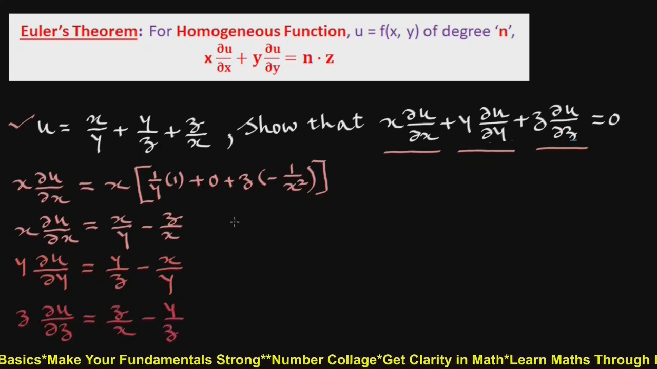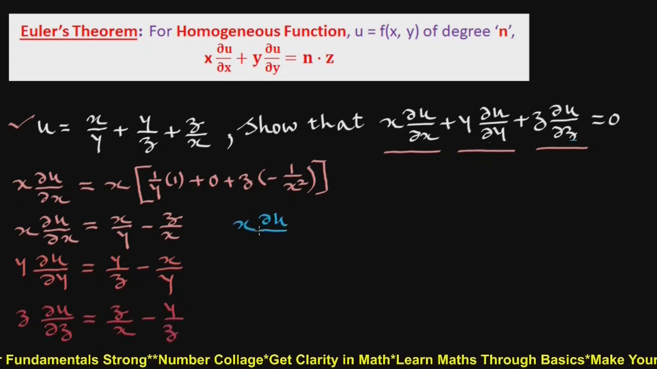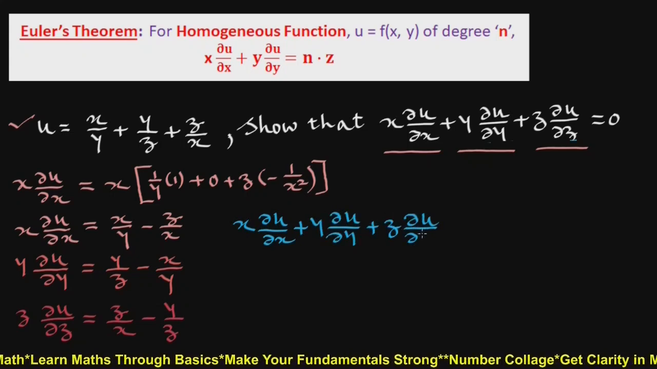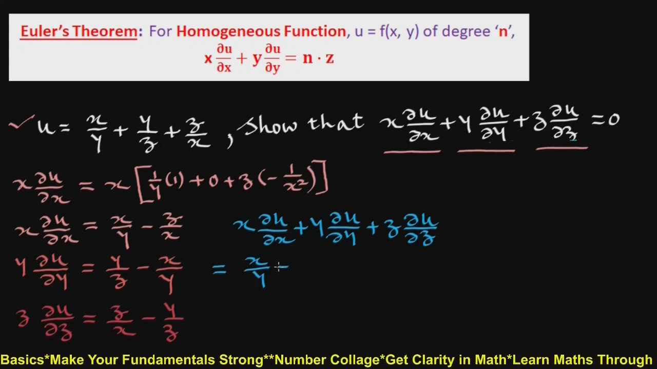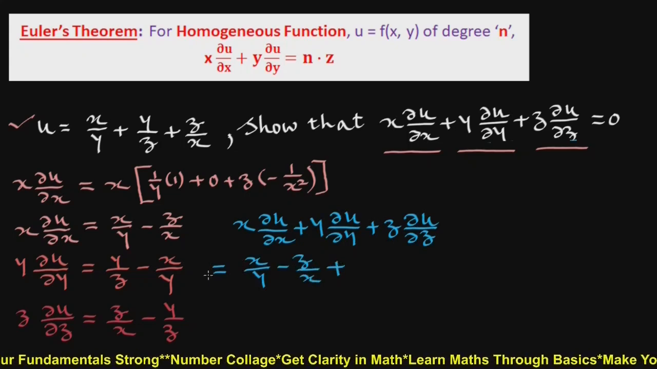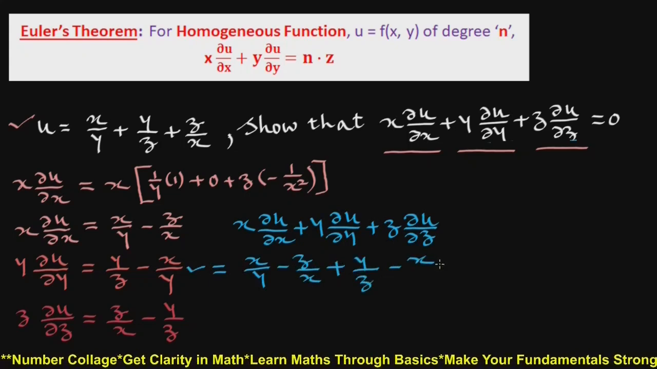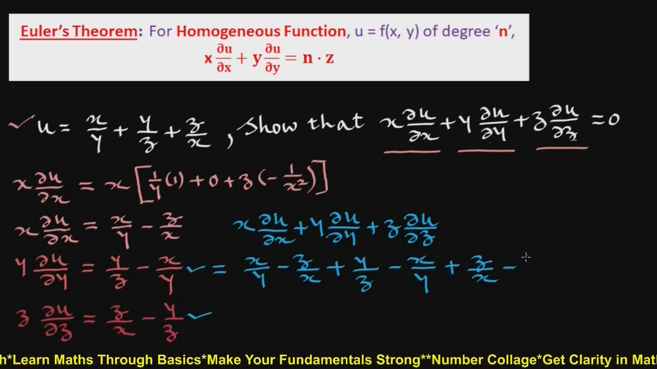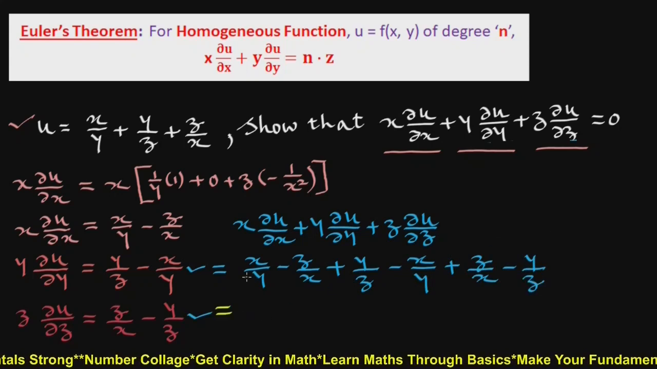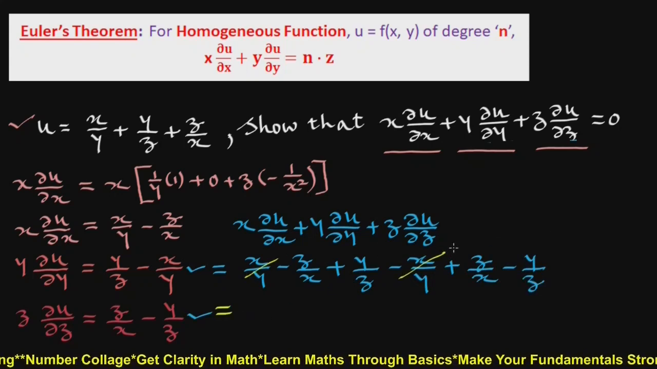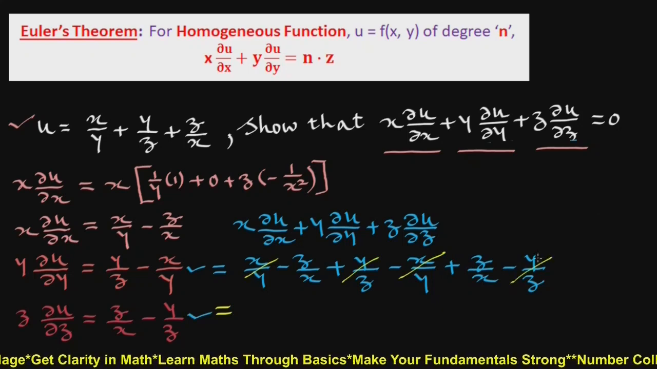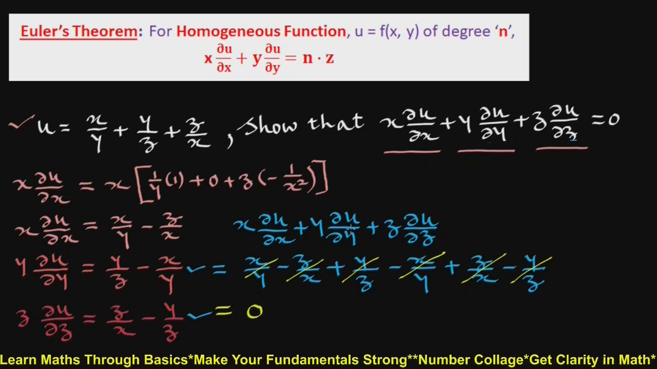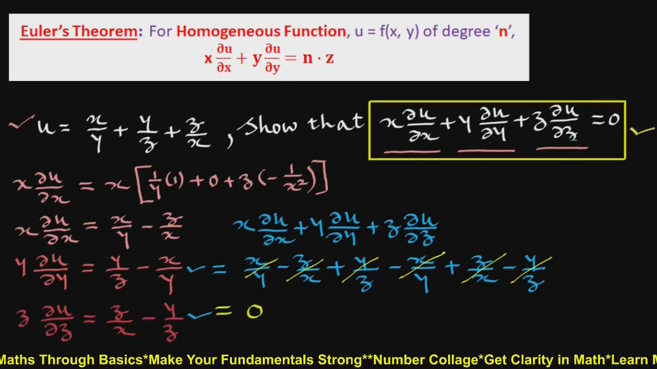Now we will add them together. x ∂u/∂x plus y ∂u/∂y plus z ∂u/∂z will be x upon y minus z upon x plus this y upon z minus x upon y plus this z upon x minus y upon z. This will be x upon y minus x upon y, y upon z minus y upon z, and z upon x minus z upon x will be 0. Hence, this is verified.